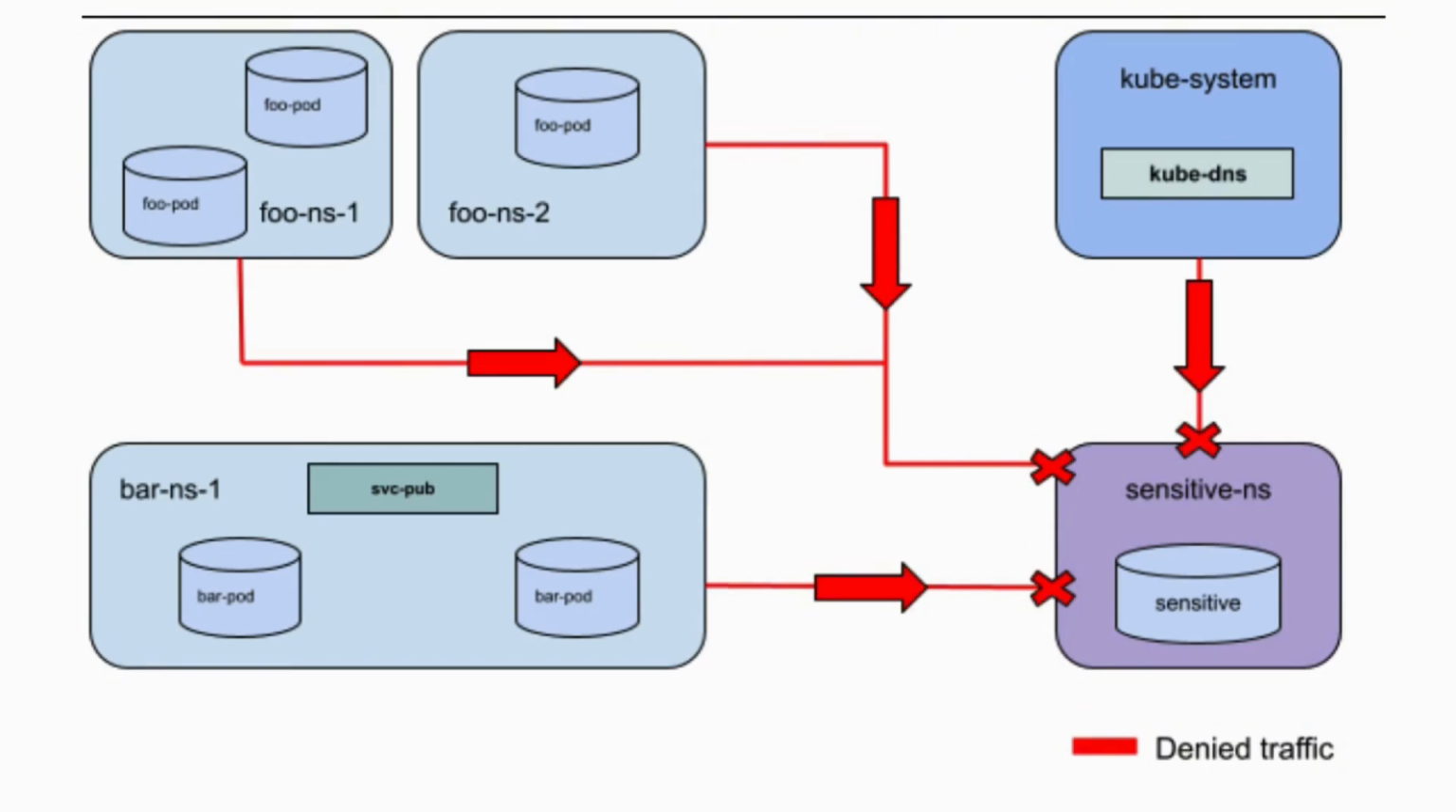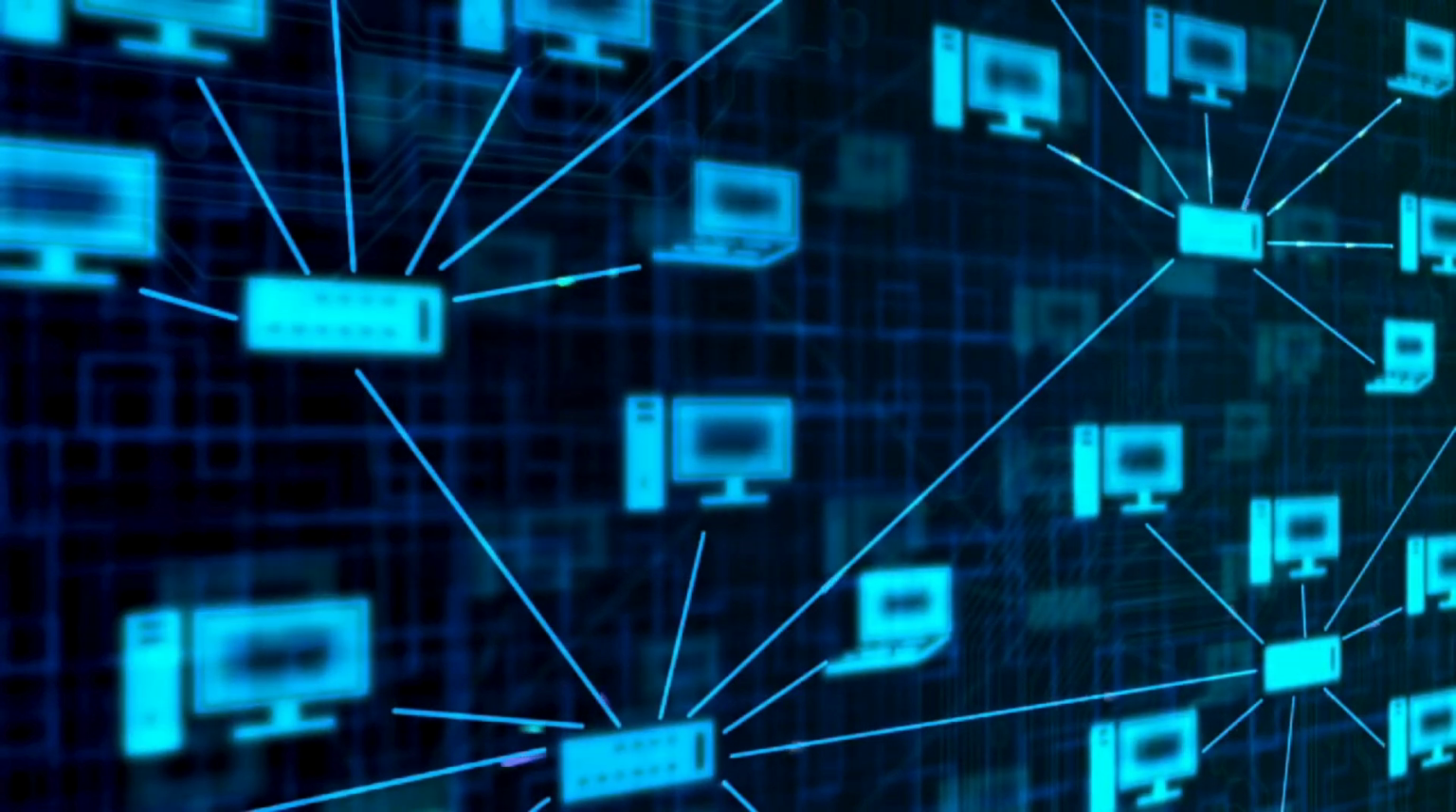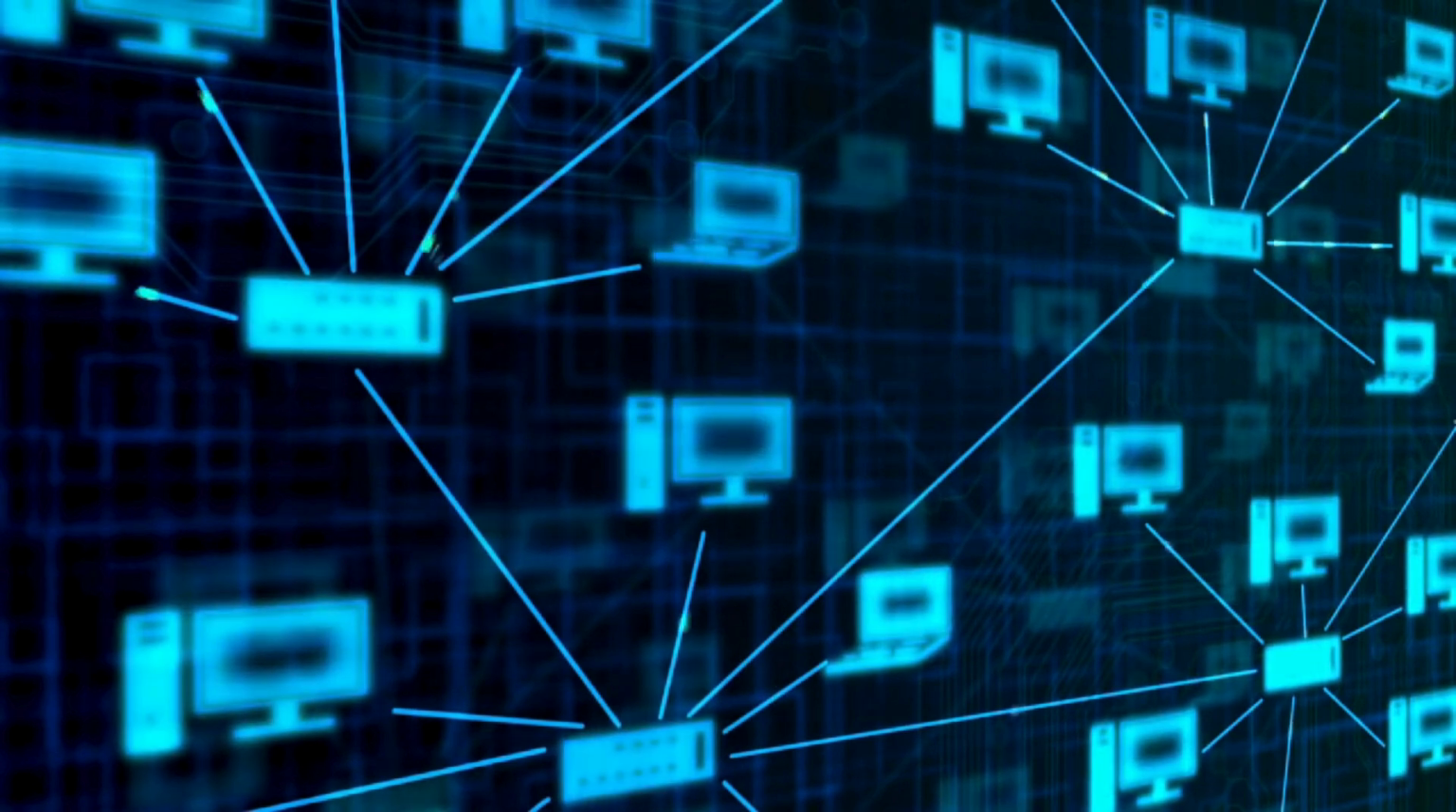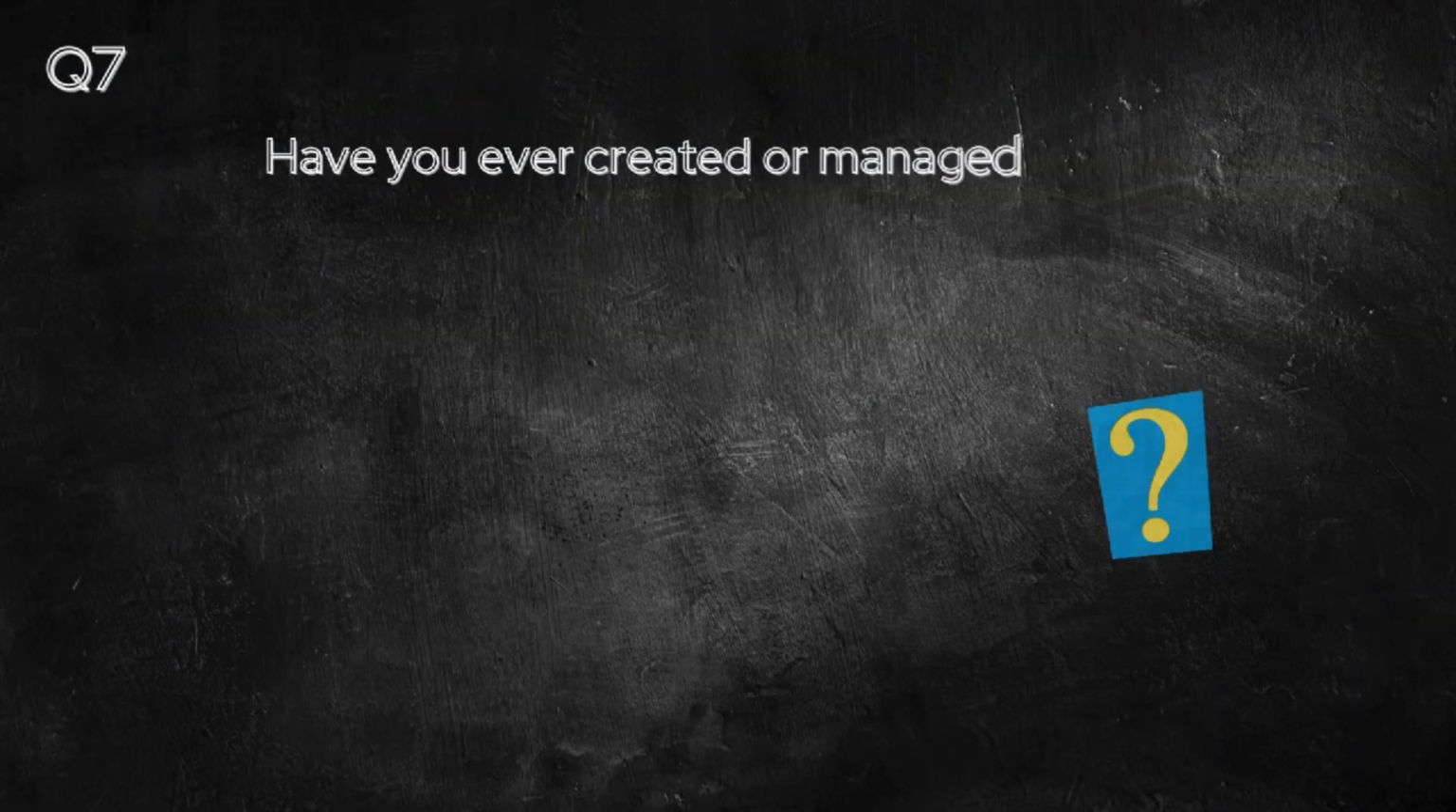Once this was fully implemented, it helped us gain granular control over interpod communication, and we were able to prevent unauthorized access between critical services. This experience taught me the importance of network segmentation and how crucial network policies are in maintaining security in a Kubernetes environment. Question number 7.